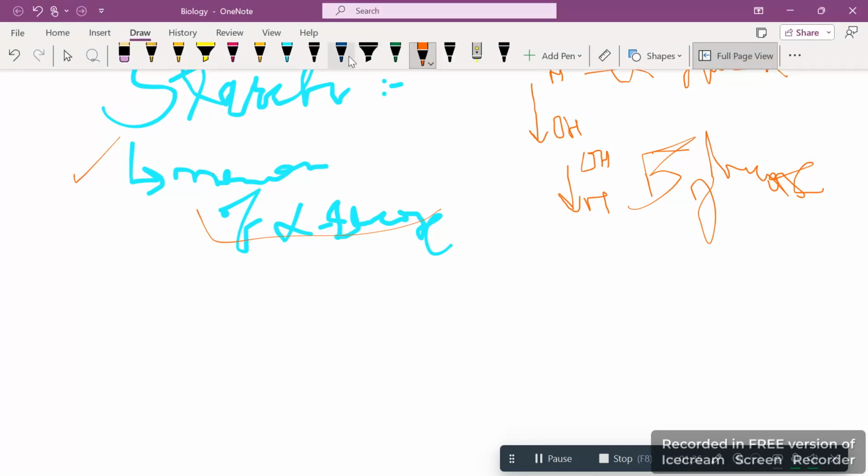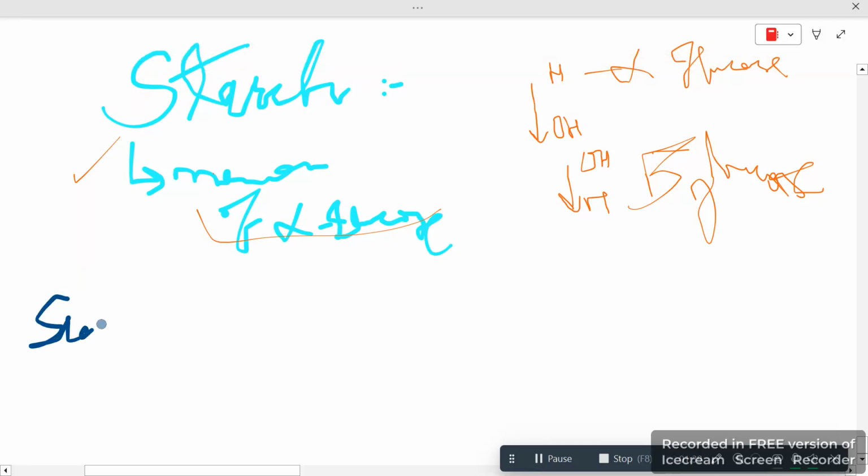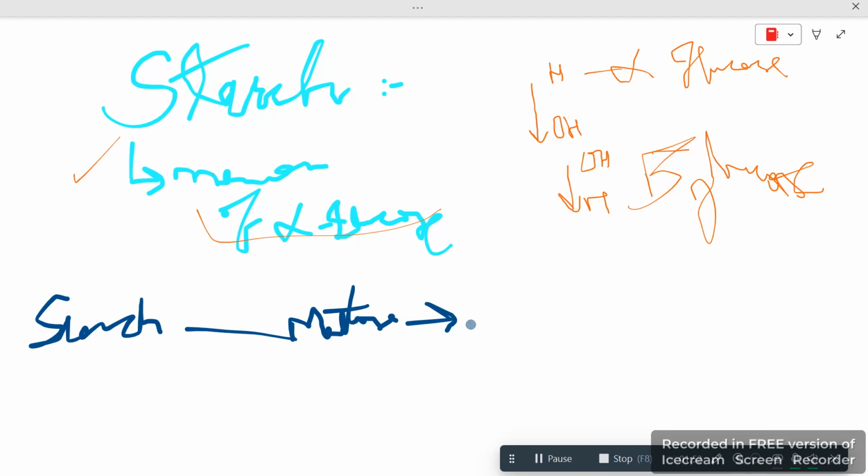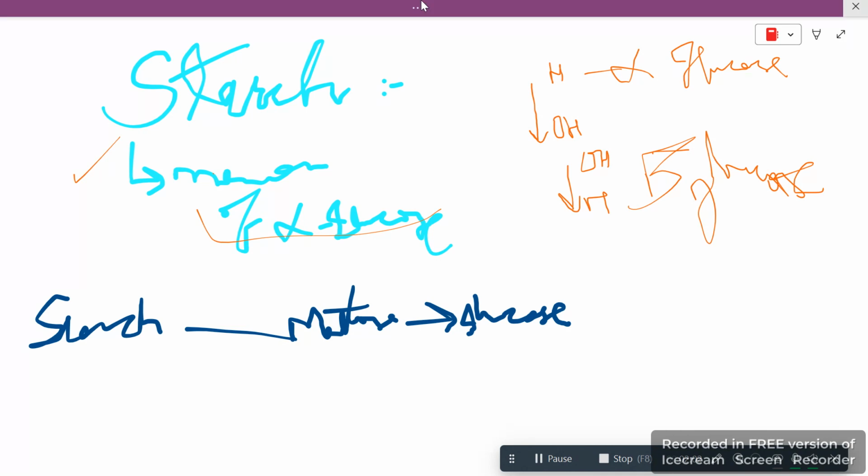So starch is a polymer of alpha glucose, and we know that whatever we eat, we get starch. Starch in the mouth is converted into what? It is converted into maltose. Maltose is malt sugar, and then it will be converted into glucose, and that glucose is directly taken by our body, because we always need glucose no matter what process has been done.